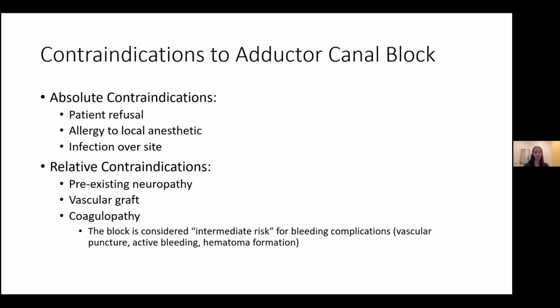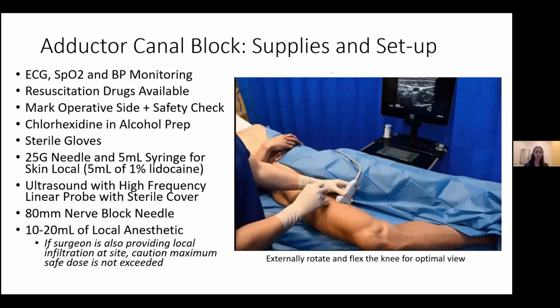And then coagulopathy: this block is considered to be intermediate risk for bleeding complications. But as you'll see in the coming pictures, the superficial femoral vein is right in the area where you're aiming your needle. So it's quite important to see that, as it's relatively high risk for vascular puncture if you don't identify that vein.